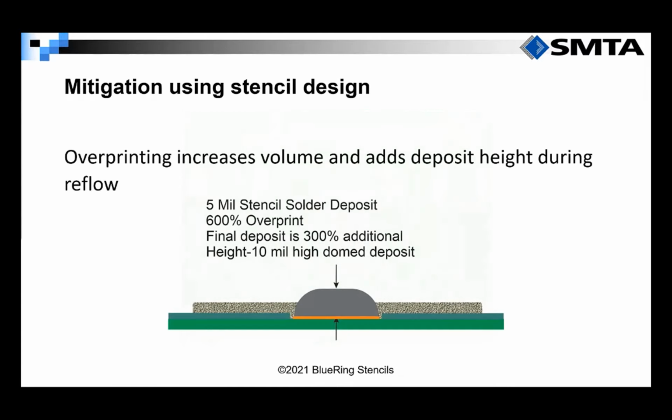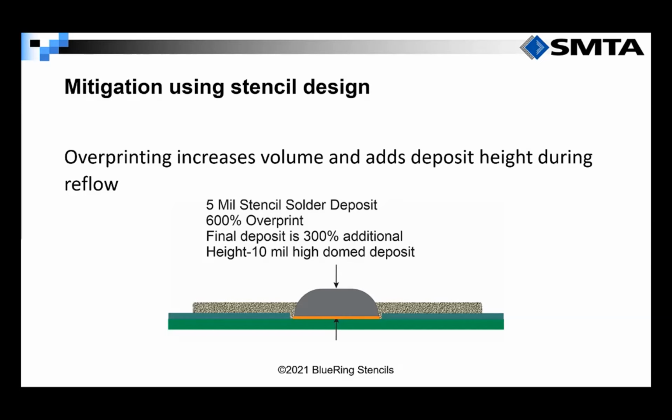Okay, so here's a visual showing the 600% overprint and the deposit after reflow. You can see we calculated the theoretical height of the reflow solder deposit here. This shows theoretically that we were able to double the deposit height by overprinting and allowing the solder paste to pull back to copper during reflow.